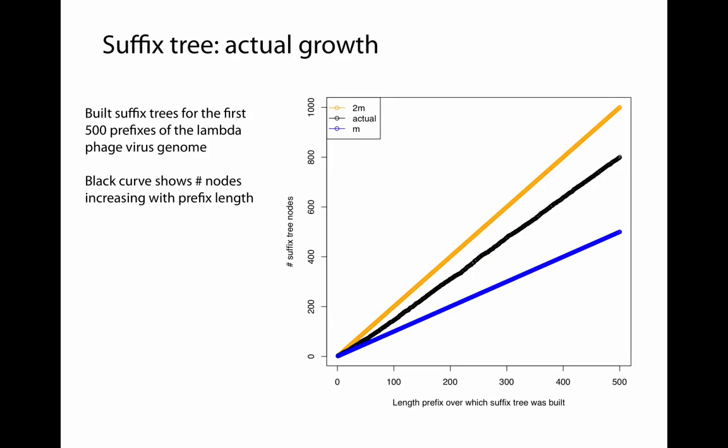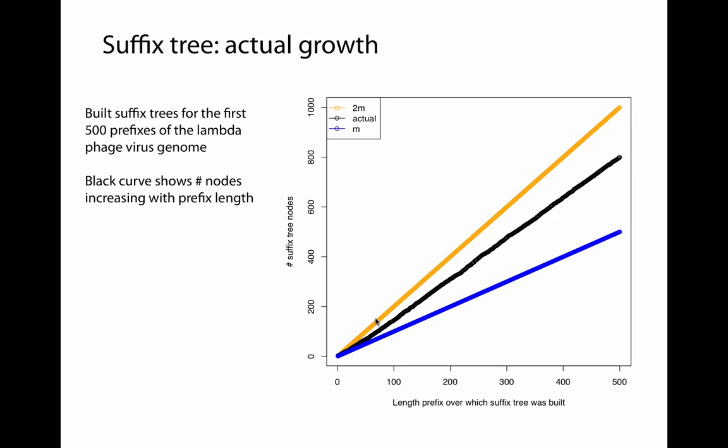So here's the suffix tree analog of that plot I showed you earlier, before we said that the suffix trie grew as the number of characters in the string squared. It grew as m squared in the worst case. And then we plotted how it actually grows in practice. Now we want to make a similar plot for the suffix tree. So I did the same experiment. I took the first 500 prefixes of the lambda phage genome, and I built a suffix tree for all of them. And then for each I counted up the number of nodes in the suffix tree and I plotted it, and that's what this black line here is.